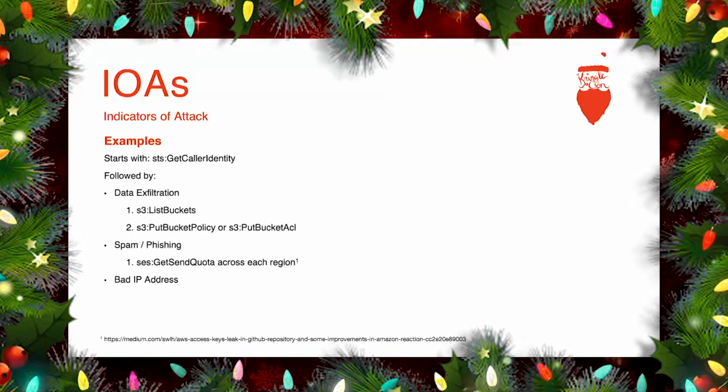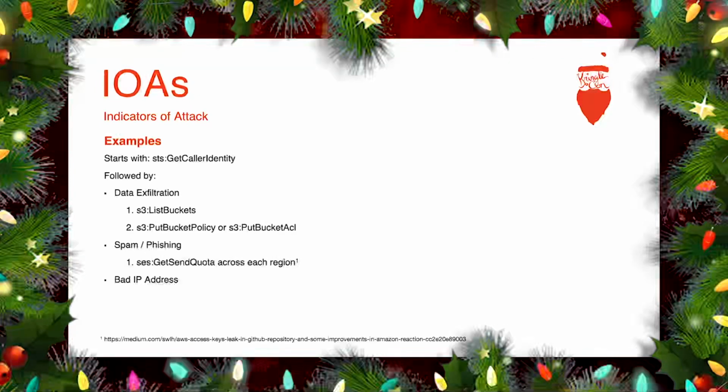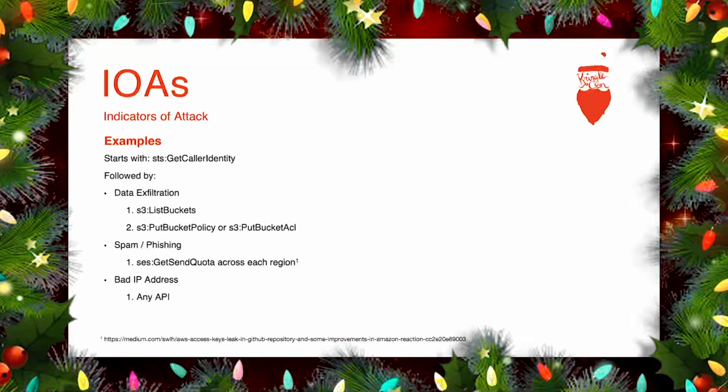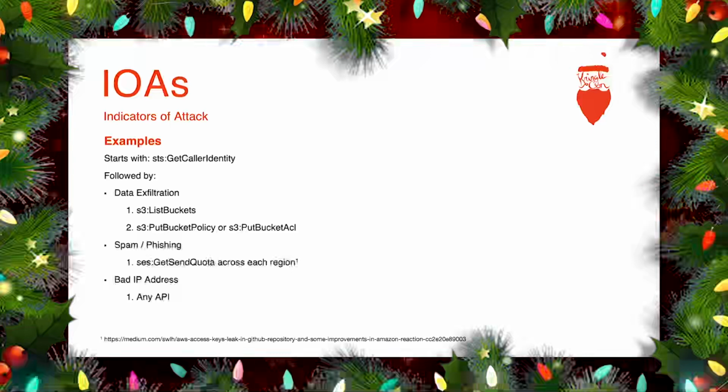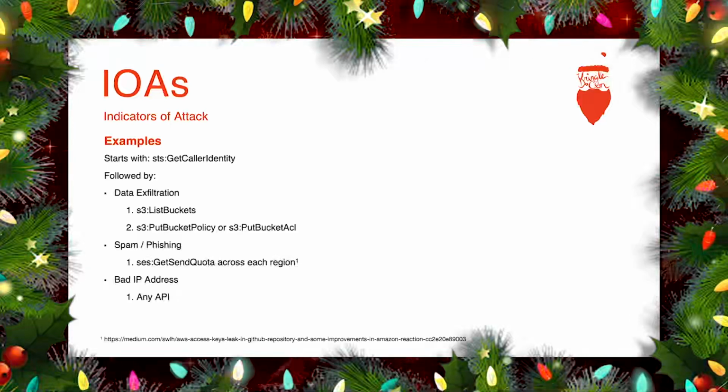Another example would be a bad IP address. This could be any API really. It's just that an API call coming from a malicious IP address is definitely an indicator that something is going wrong and something suspicious is going on. So it's important to check those things out.